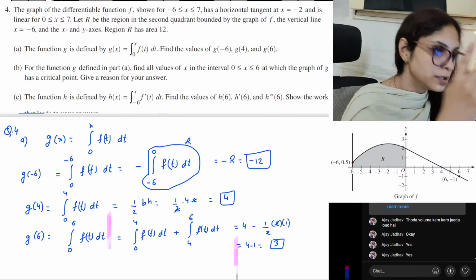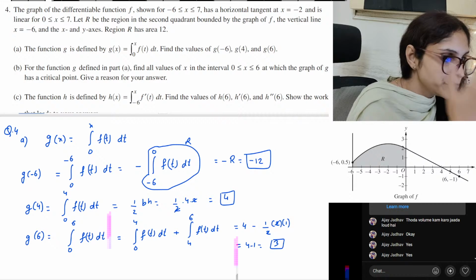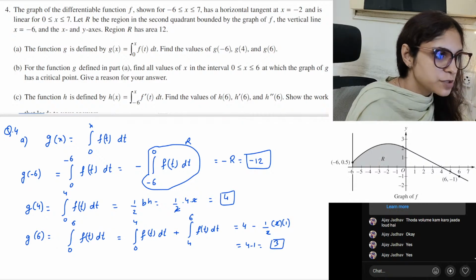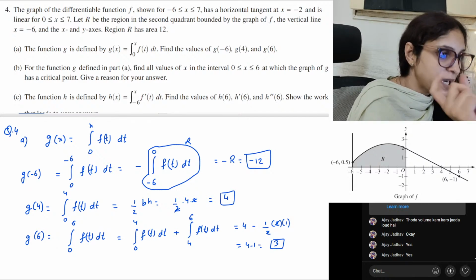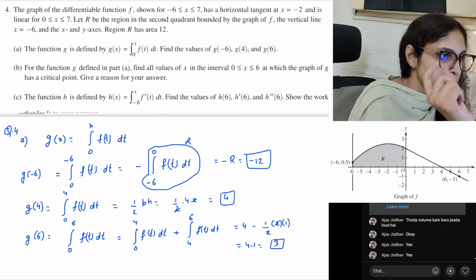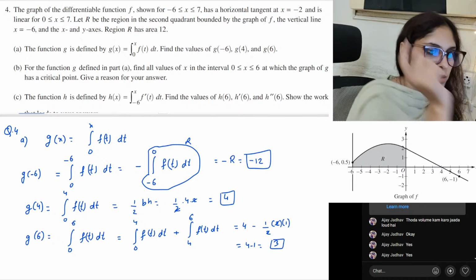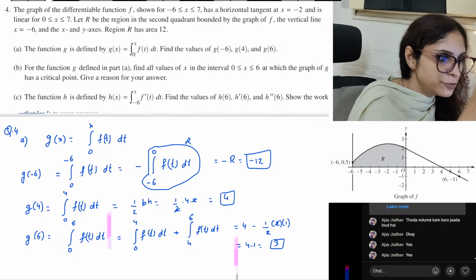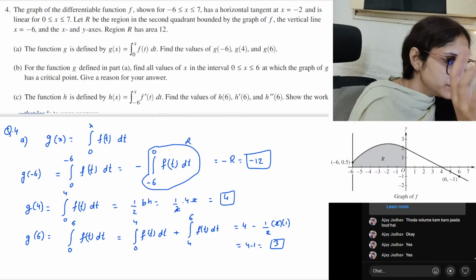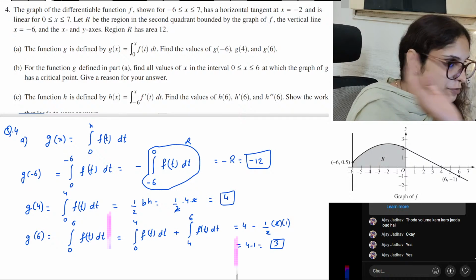Now 0 to 4, that is a triangle, half times base times height, half times 4 times 2, that is 4. And now G of 6, you're going from 0 to 6. So from 0 to 4, the area is 4. Now we have to find from 4 to 6, that is going to be a negative area. Why negative area? Because it is below the x-axis. So the base is 2, height is 1. So that area is negative 1. 4 minus 1 is 3.